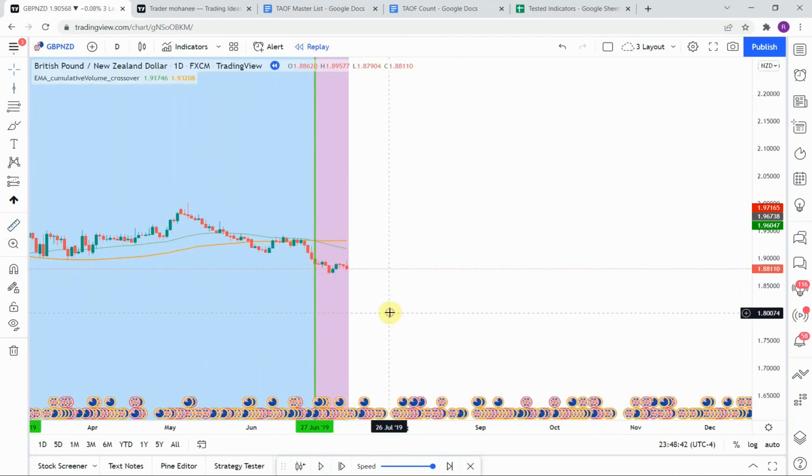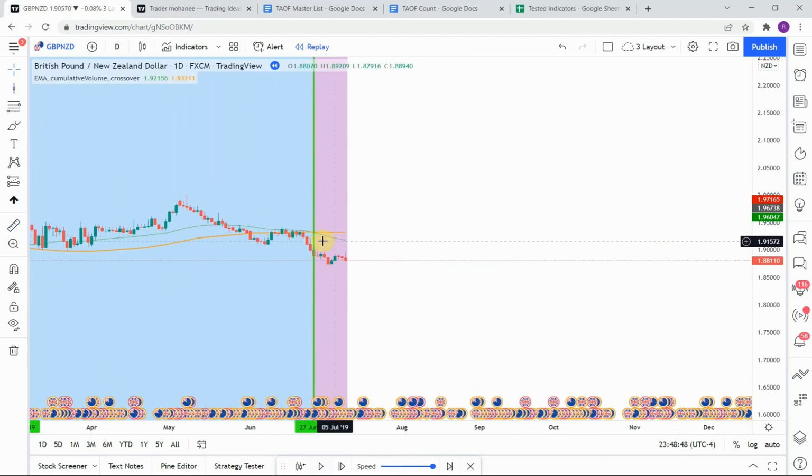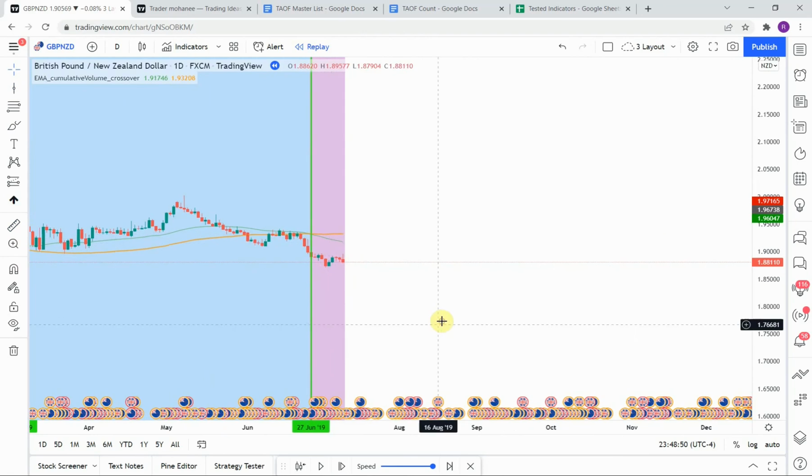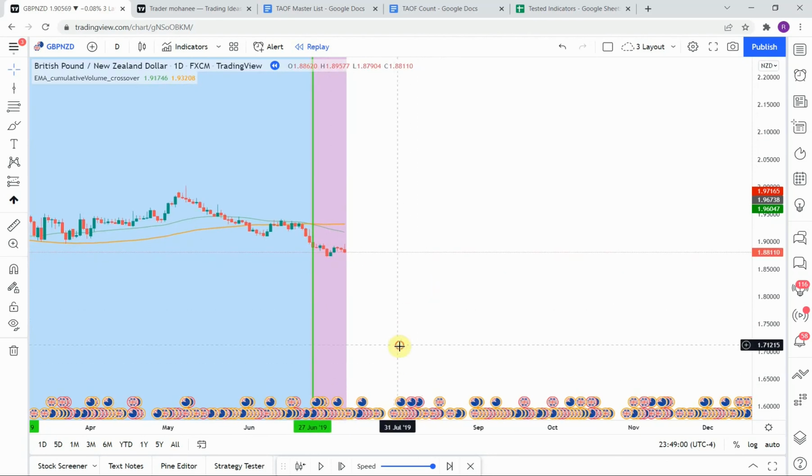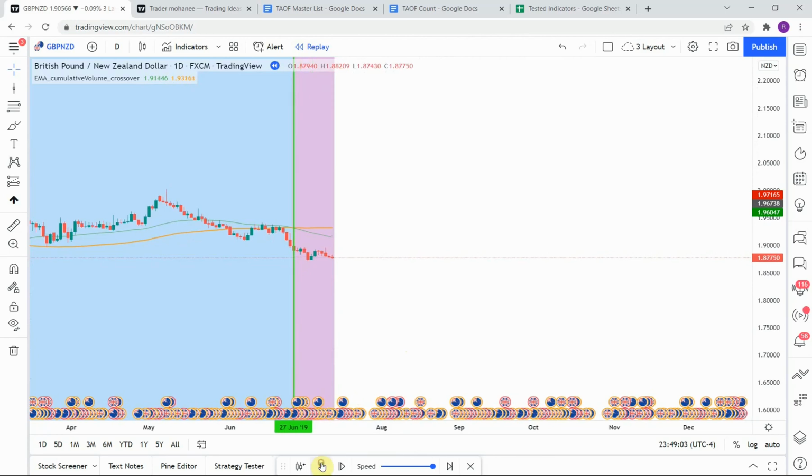Alright, so the second one we pick up is a short signal. Kind of same deal there. We get that cross to the downside. We get that nice purple background. And we enter right here. We get a nice little push to the downside there. That gets us to take profit on this one as well. Let's go ahead and continue on.